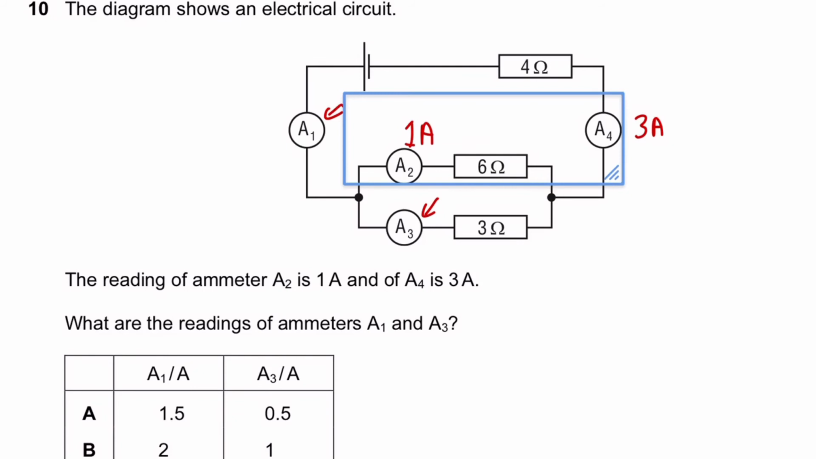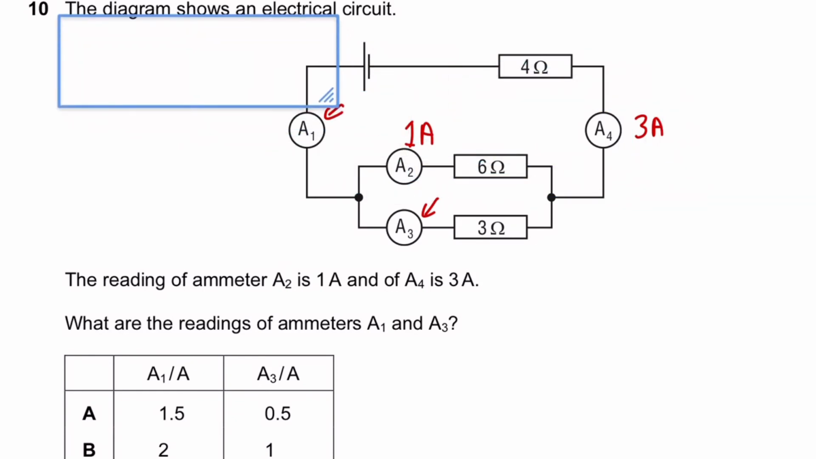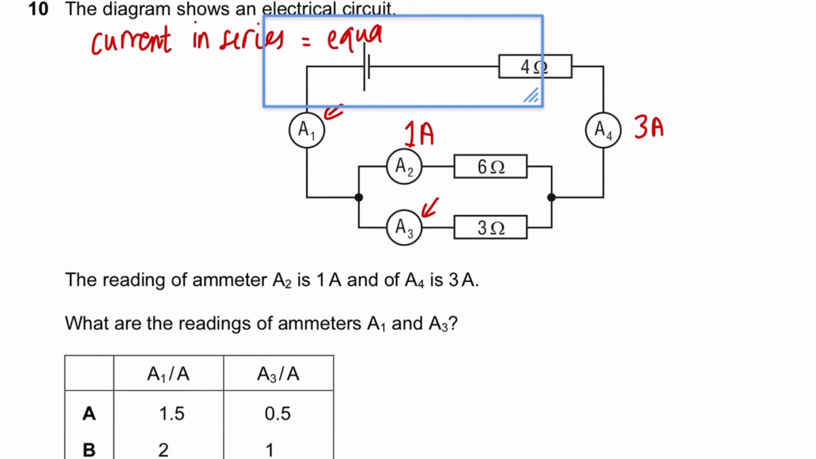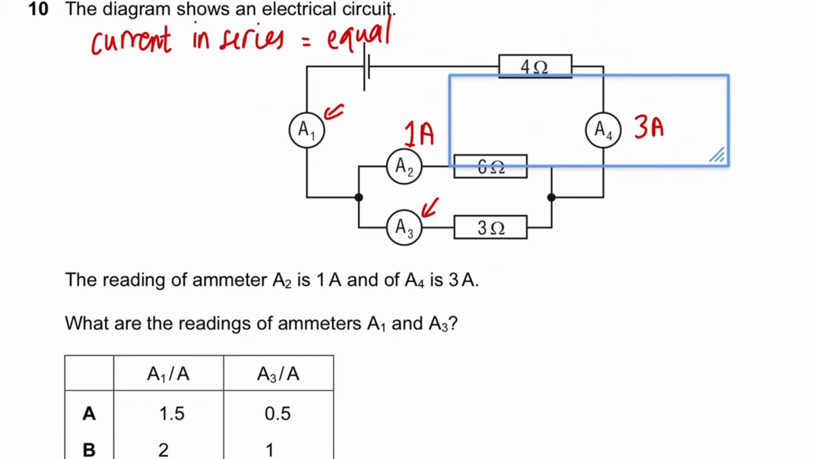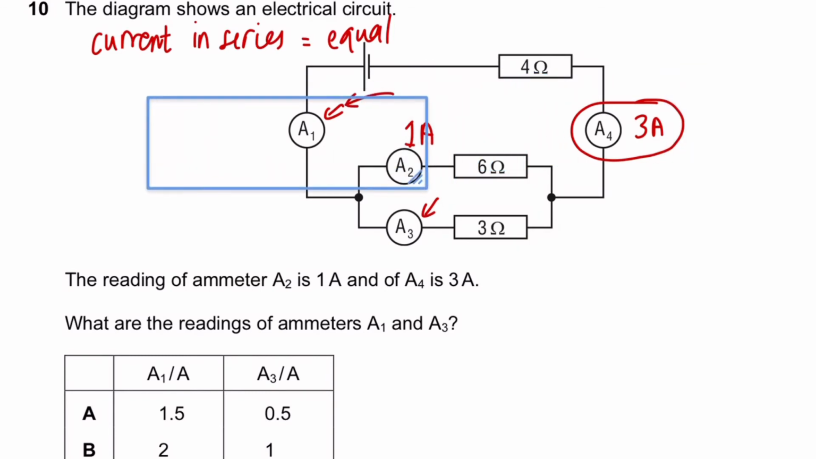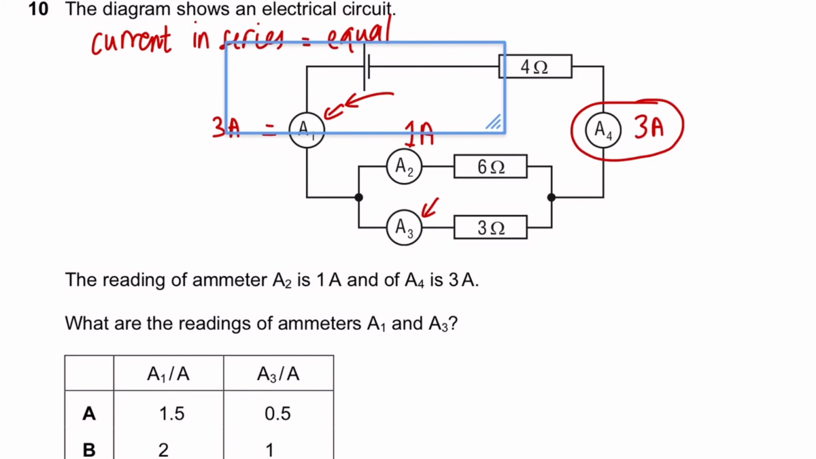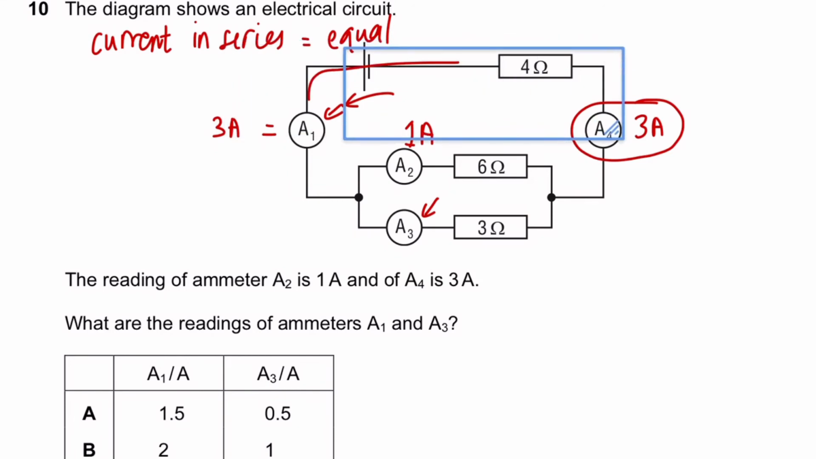So before we get started, we shall all know that current in series are all equal. Therefore, since we know that rule, the current in A4 is equivalent to the current in A1, which is 3. Why do I say they are both equal? Because they are in series manner, as you can see right here.